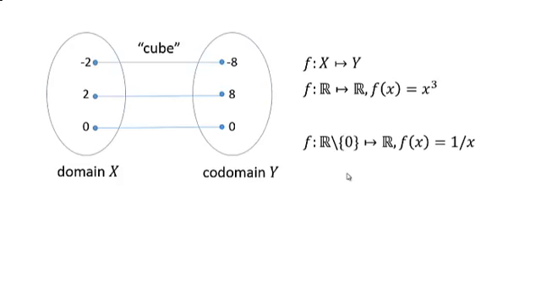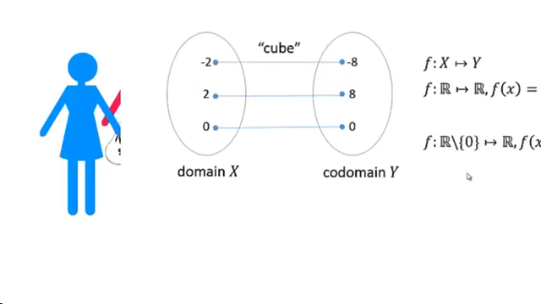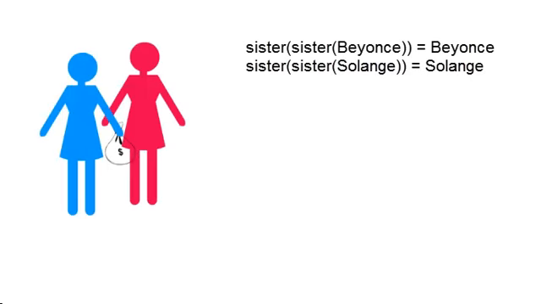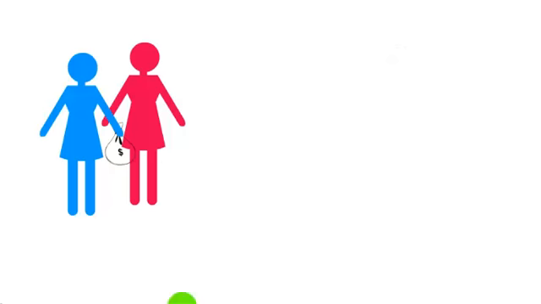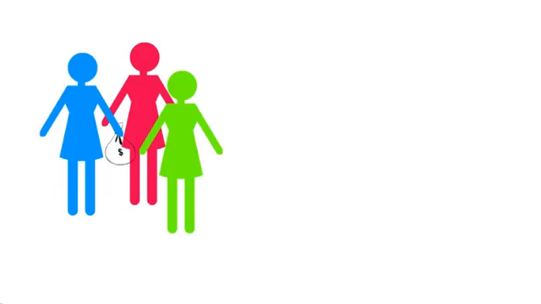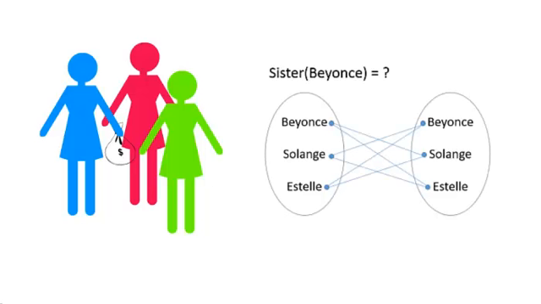For the reciprocal function, we might define the domain to be the set of all real numbers excluding 0, to avoid problems. For Beyoncé and Solange, the function's sister is self-inverse. However, we now suppose that Beyoncé and Solange have another sister, Estelle. Now there are two possible results when the function is applied to any of the variables.